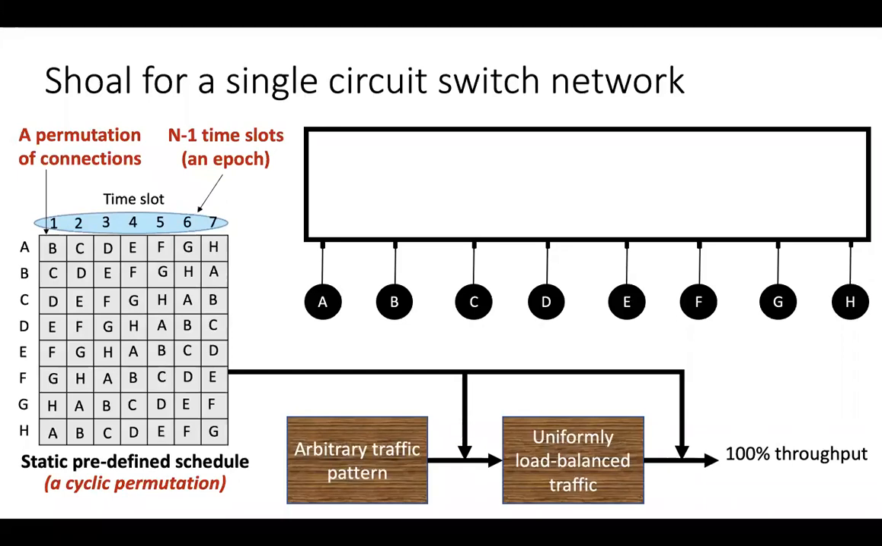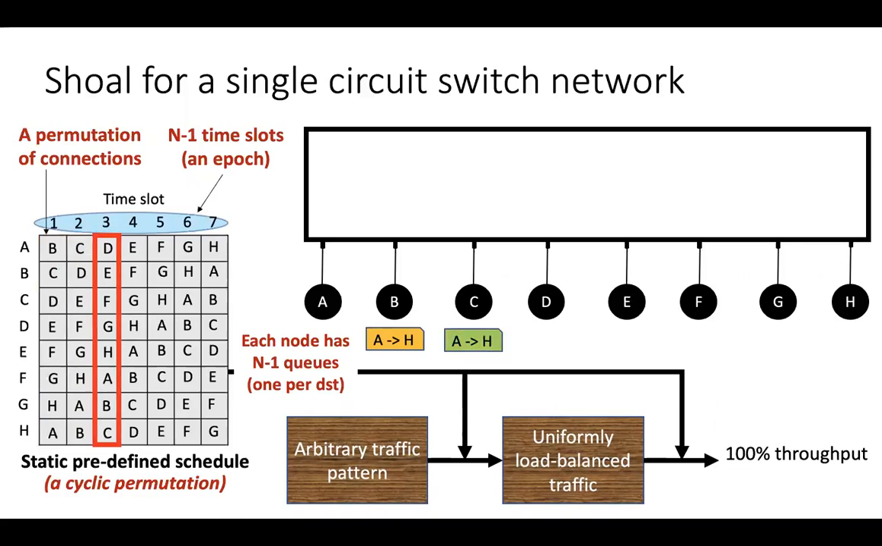So let me show how this idea works in practice through a simple illustration. In Shoal, every end host maintains n-1 queues, one per destination. Now assume that there is a flow from node A to node H. So let's see how that works. In time slot 1, node A connects with node B. So node A sends the packet destined to H to node B as part of the load balancing stage. And node B buffers these packets in its queue corresponding to destination H. A similar thing happens over the next two time slots.